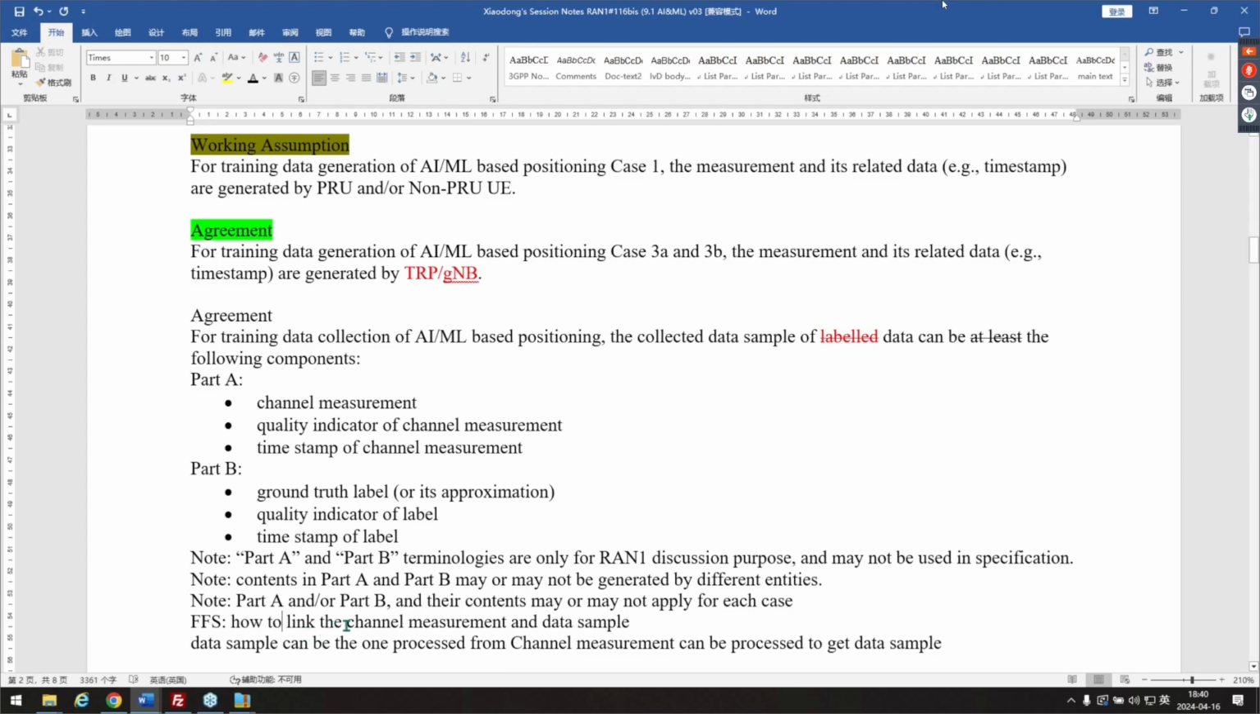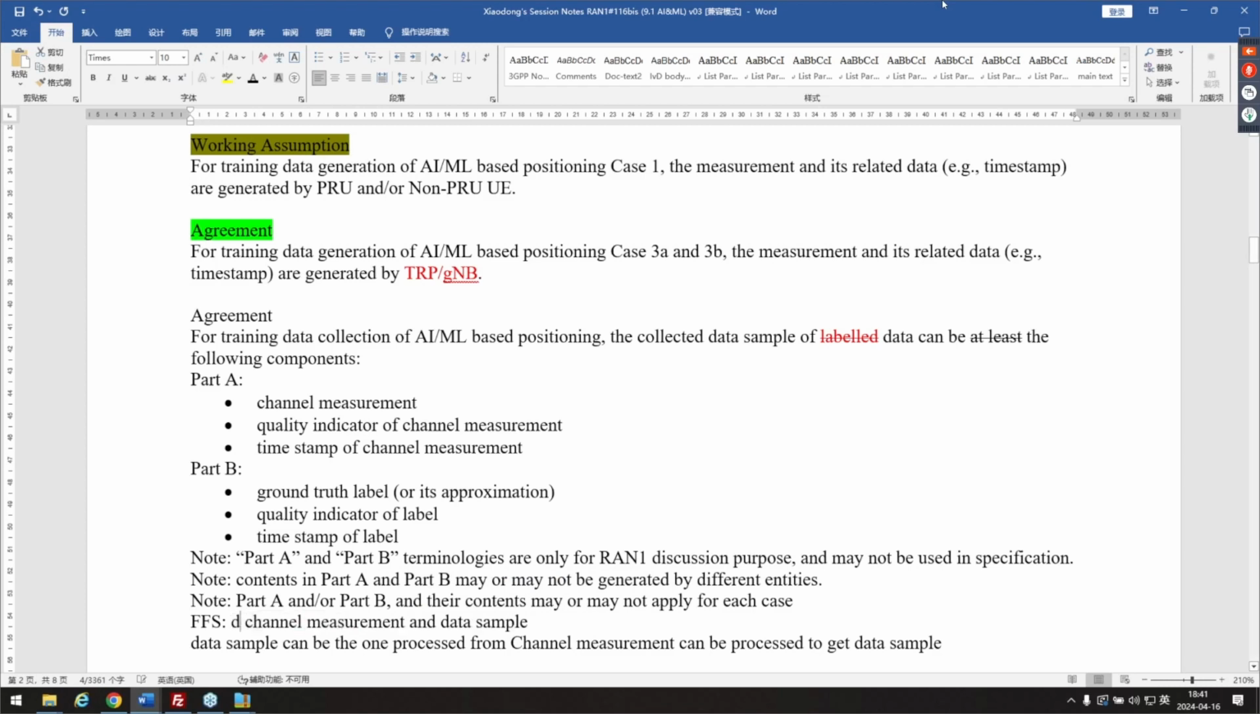I mean, when you say how to link, you're basically saying the channel measurement and the data sample, there are two things, right? You want to have the link. But if you're talking about the data sample, channel measurement is a part of the data sample. That's not a link, right? It's a component. It's inside of it. So it's not like where FFS a link. So I think it's part of the details of the channel measurement. The link means you're saying two things. You want to link them.